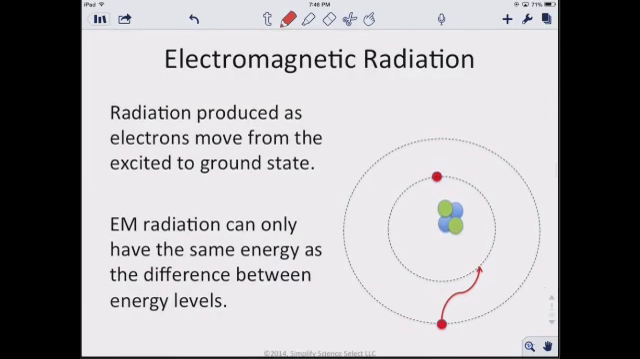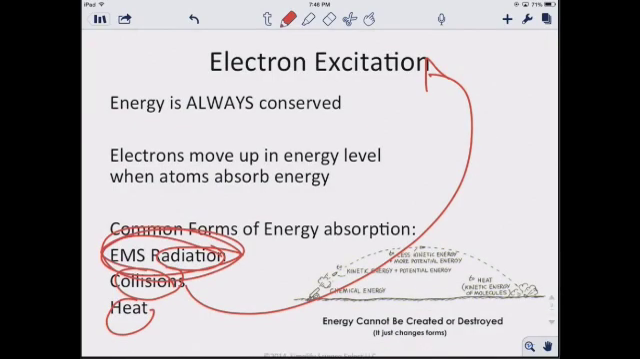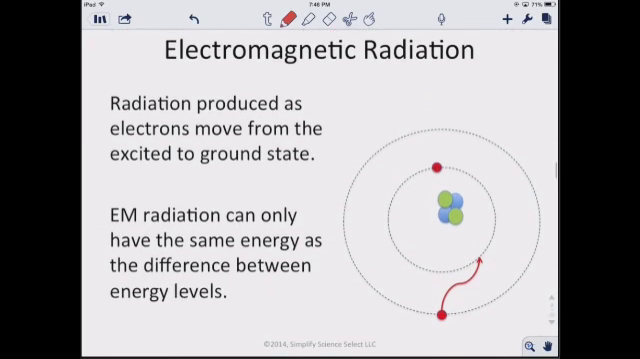Now, electromagnetic radiation. So this right here, we talked about electromagnetic radiation, that spectrum. It's radiation produced as an electron moves from an excited to a ground state. And so the color that we are actually seeing in the lab from that electromagnetic radiation is when the electron drops back down. Electromagnetic radiation can only have the same energy as the difference between the energy levels. So it's a very specific energy.